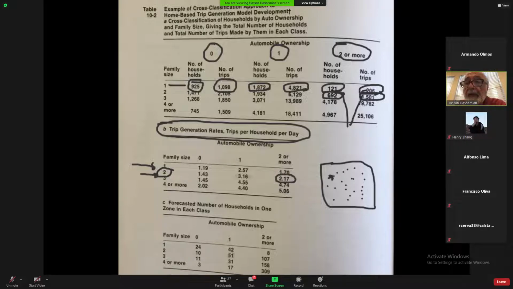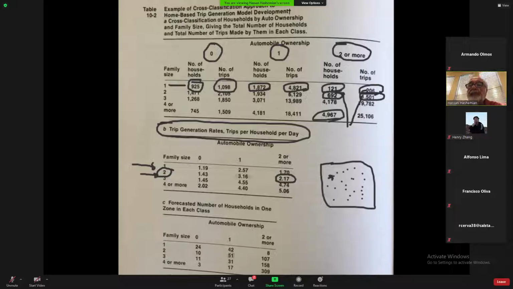But when you get to 3 or 4 or more, you see that it makes sense. Why? Because your sample size is large. So when you have 2 or more cars, you make more trips. Any question on this?